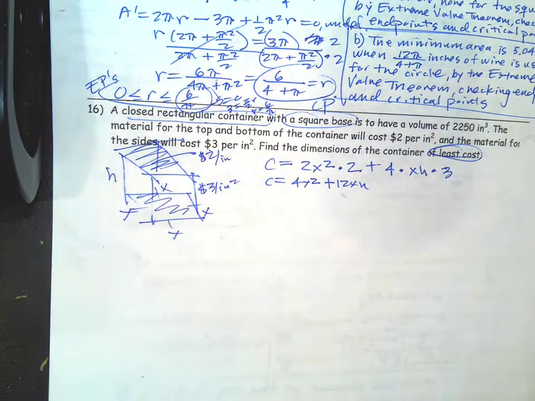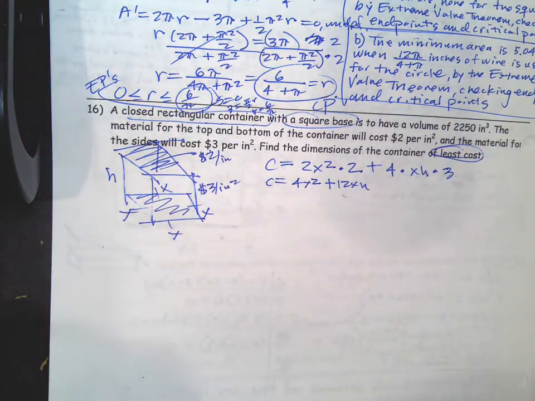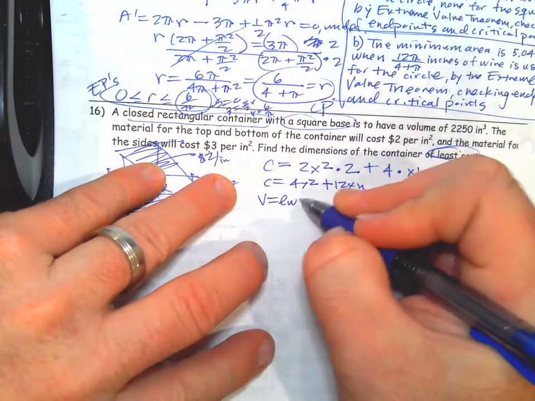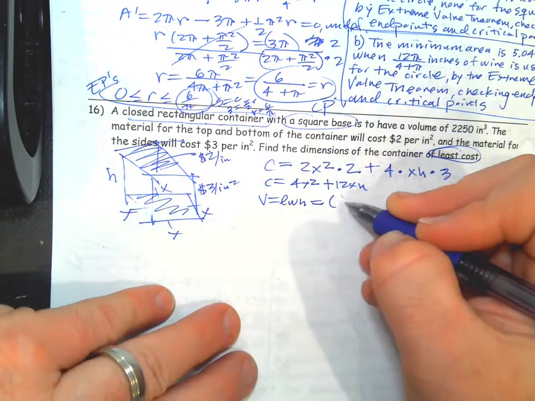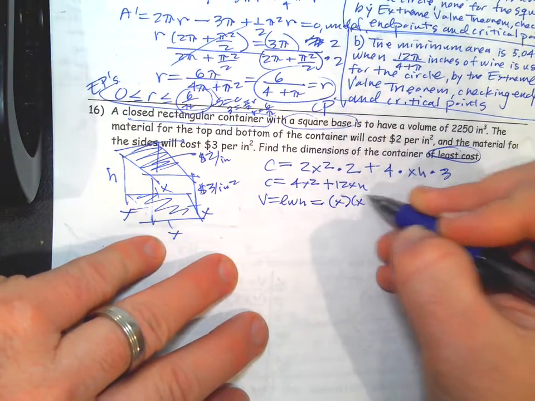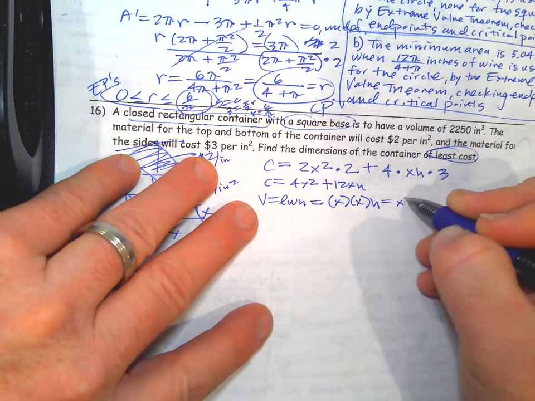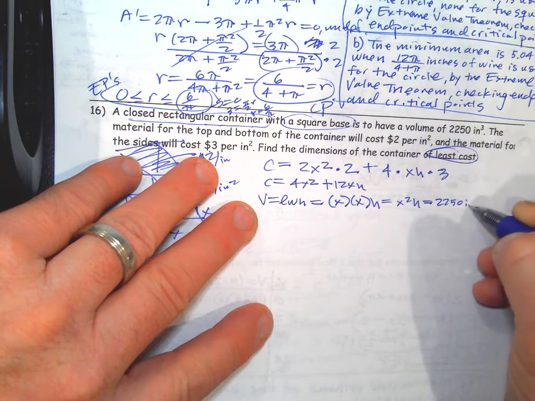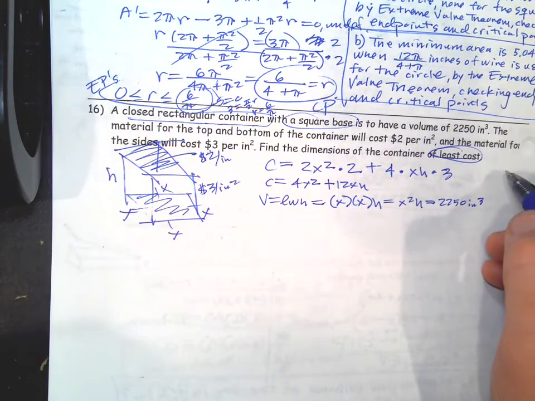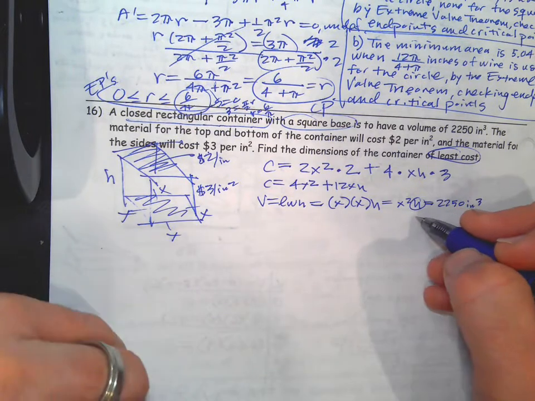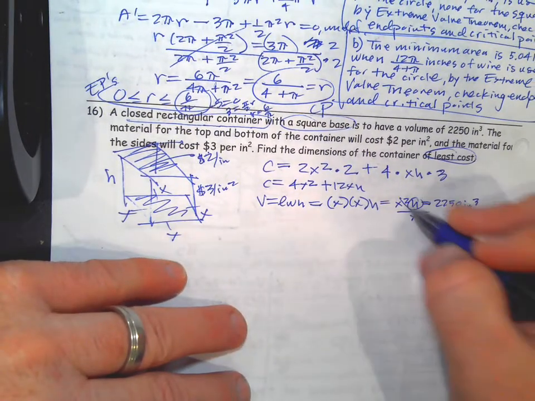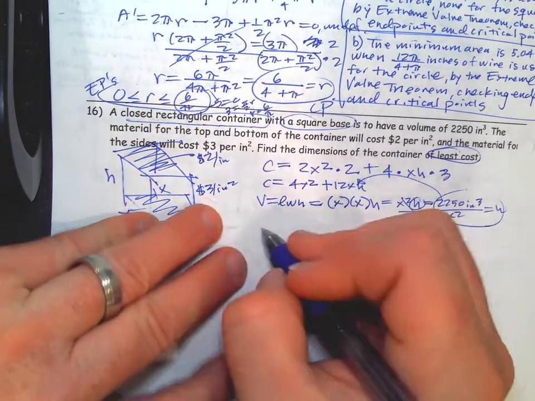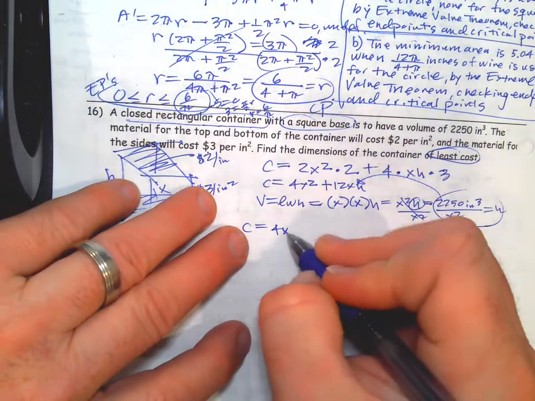Now we probably want it in terms of one variable, so that's where there's a required volume. Volume equals length times width times height. And so the length is x, the width is x, the height is h, so x squared h, and it should equal 2250 cubic inches. So now we can solve for x or h. I think it's going to be easier to solve for h. So I'm going to divide by x squared to get my h, and then plug that into that equation. So I'm going to get my cost function in terms of one variable.